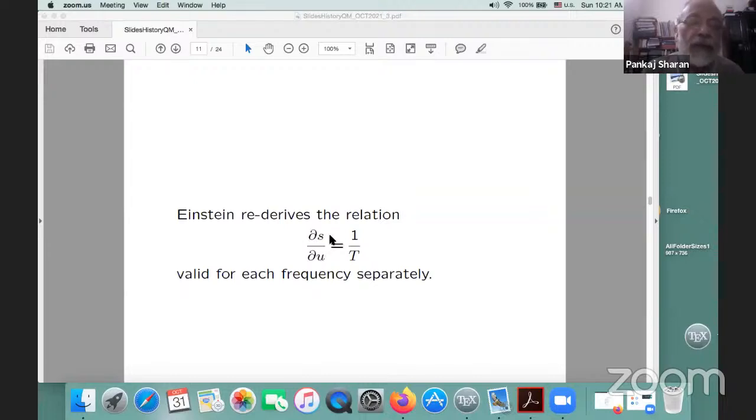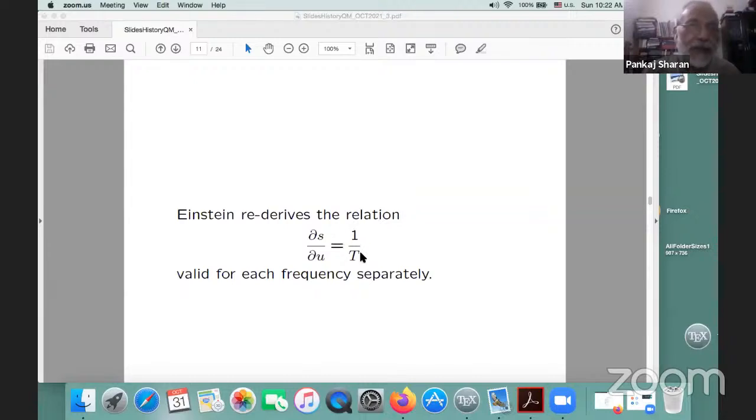The only point which is here is that this is small s and small u, they belong to particular frequencies. And the reason he gives is that in the radiation, when it is in thermal equilibrium, different frequencies, unless you are shifting their frequencies by reflectors and so on, which are moving reflectors, will always have separate entropies. So the entropy of each frequency is separate, and the energy density corresponding to that will also be separate, and the two will have the same relationship as temperature.